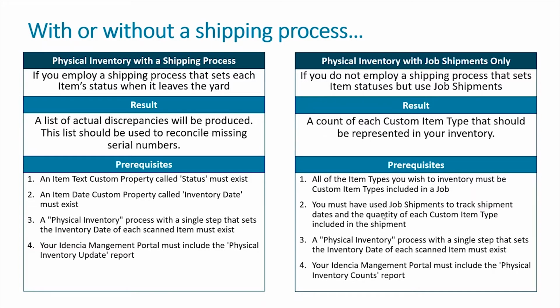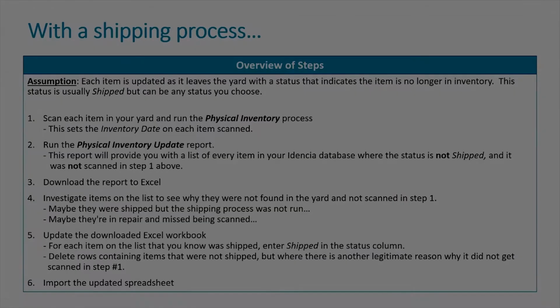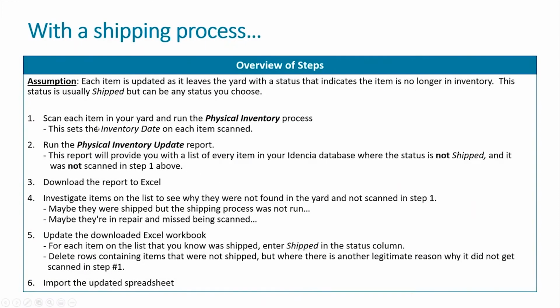Okay, so real quick, before we get into that actual Identicia system and walk through it, the overview of the steps for if you're using a shipping process where you set the status, you're going to scan each item in your yard and run the physical inventory process. That sets an inventory date on every item scanned.